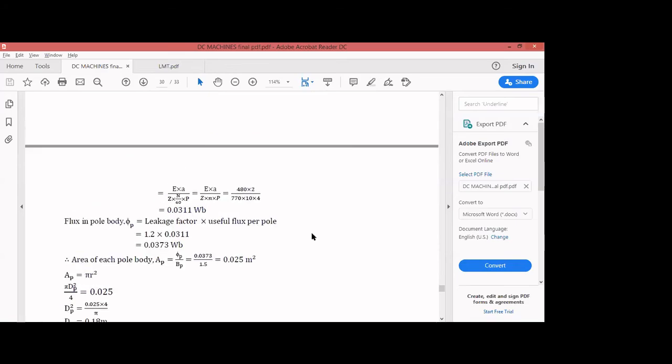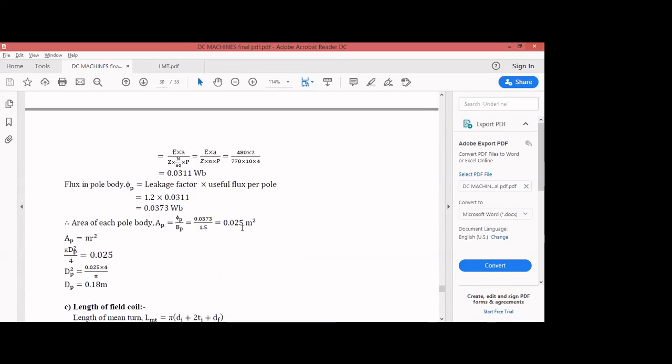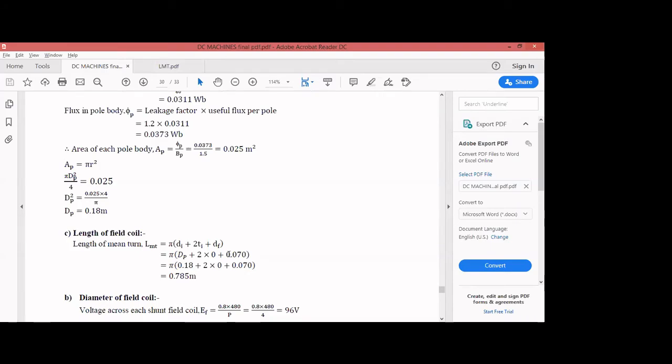That is the first part. What is the second part? The diameter of the field wire and the length of the field coil. Let us calculate the length of the field coil now. The length of mean turn for a circular pole, you know, is pi into di plus 2ti plus df.